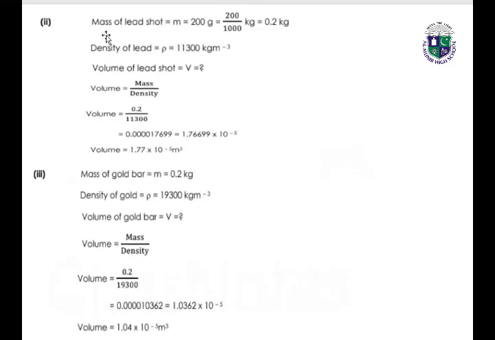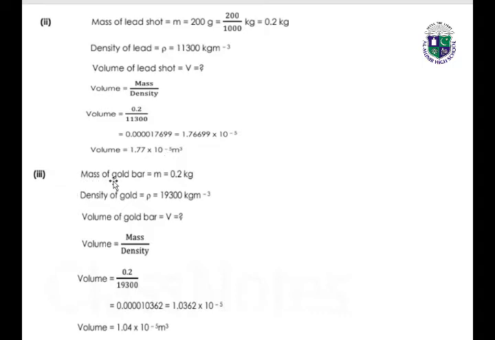Part 2, mass of lead shot is given in grams. We can convert it into kilograms by dividing it by 1000. Density of lead, yes, it is 11300. To find out the volume we will take the same formula as we did above. By dividing both values we will get the volume.